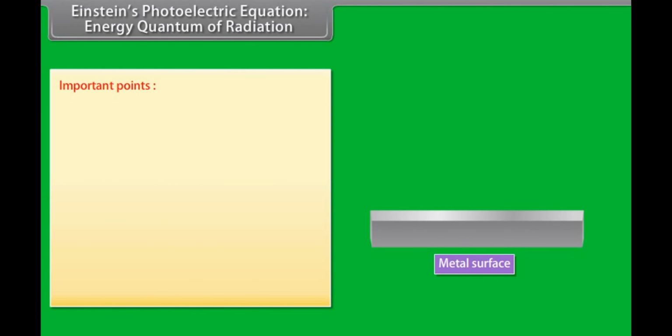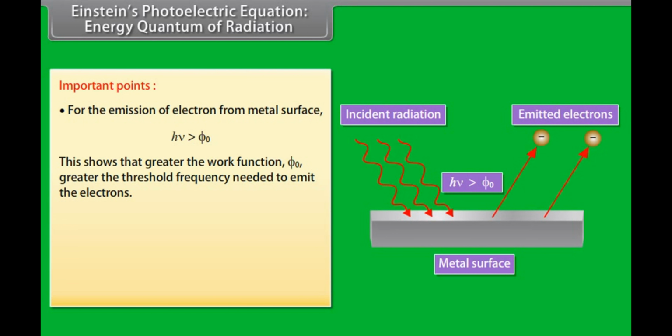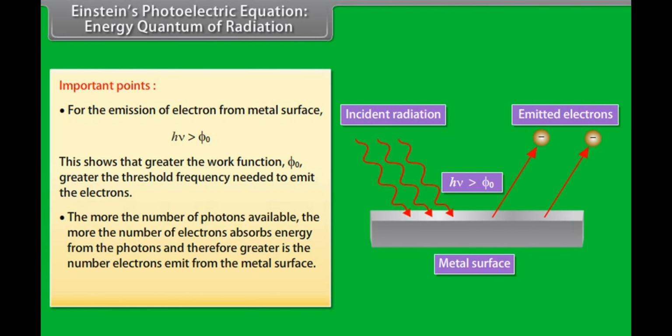Important points. For the emission of an electron from the metal surface, h nu must be greater than phi0. This shows that the greater the work function phi0, the greater the threshold frequency needed to emit the electron. The more the number of photons available, the more the number of electrons absorb energy from the photons, and therefore greater is the number of electrons emitted from the metal surface.